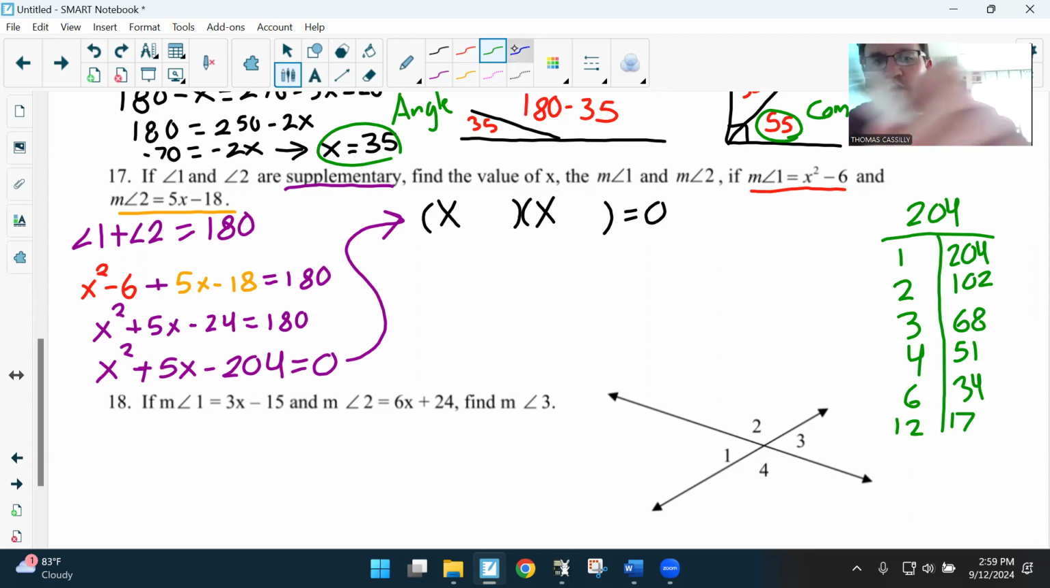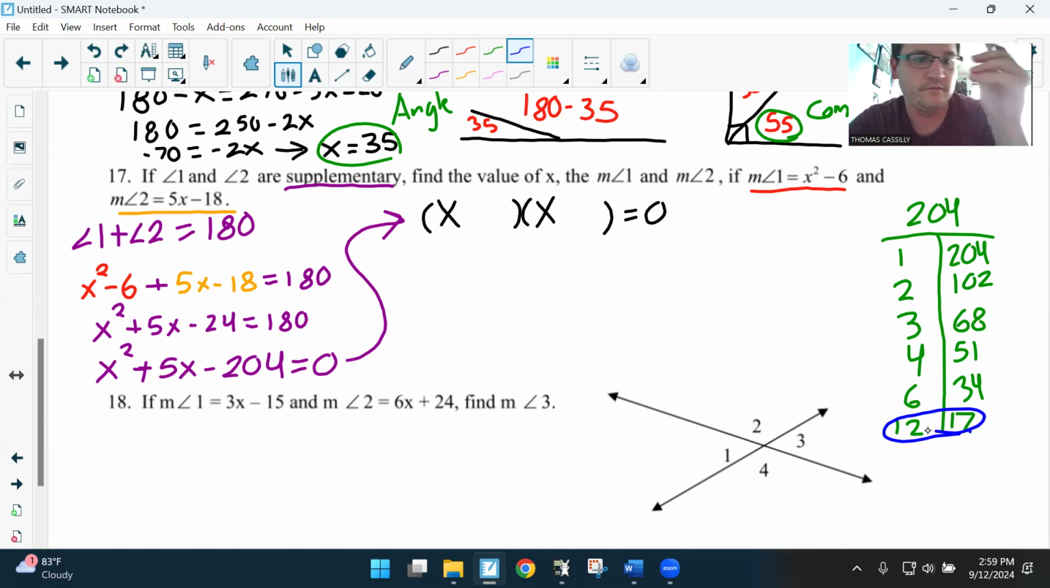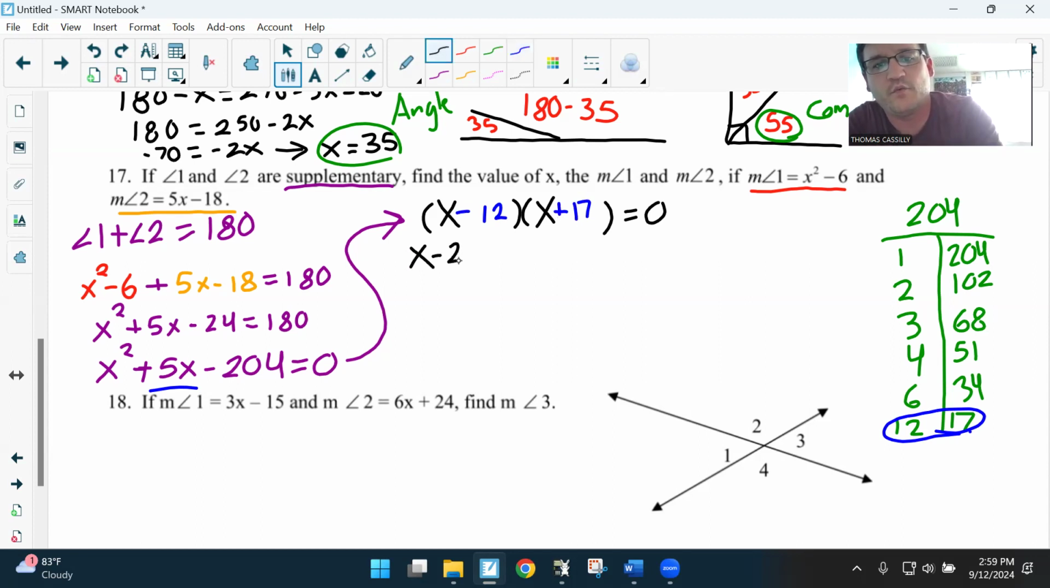All right. Well, hey, look at this pair. That pair's 5 away from each other. Which is what we want, right? We want two factors that are 5 away from one another. So we have 12 and 17. That's a positive 5. That means we need a positive 17 and a negative 12. So x minus 12 equals 0, x plus 17 equals 0. Therefore, x equals 12 and x equals negative 17.